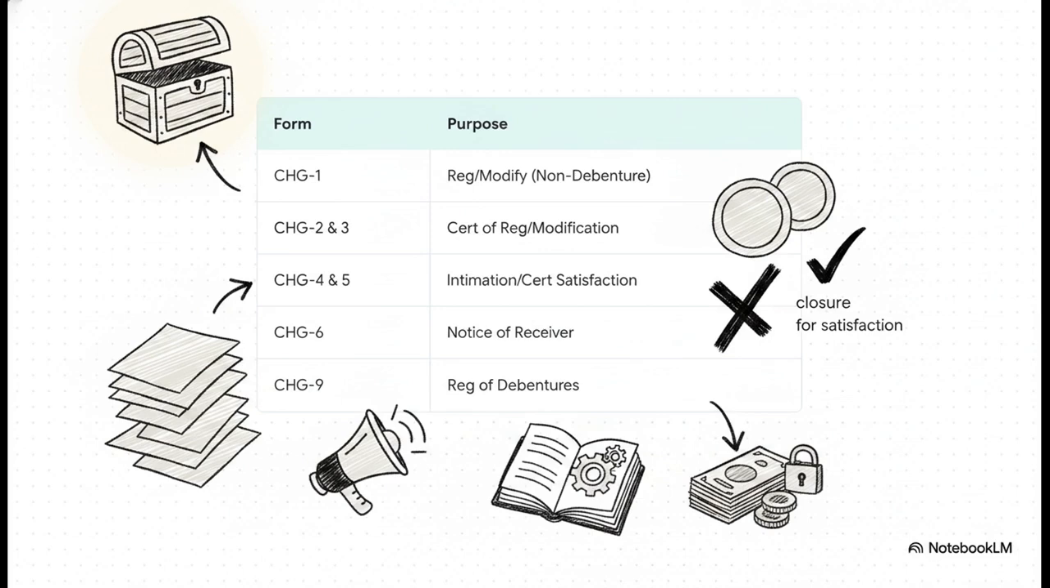CHG1 is your base registration. CHG2 and 3 are the ROC certificates for registration and modification. CHG4 is your closure for satisfaction, which then leads to CHG5, the ROC certificate of satisfaction. CHG6 is that megaphone for a receiver appointment. CHG7 is the company's own permanent register. And finally, skipping 8, CHG9 is exclusively for debentures. Memorize this list and I promise you will easily secure those quick MCQ marks.